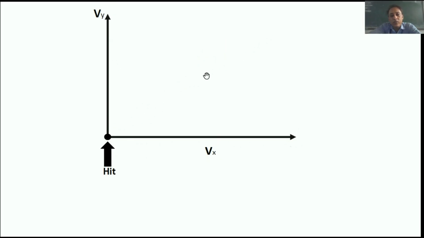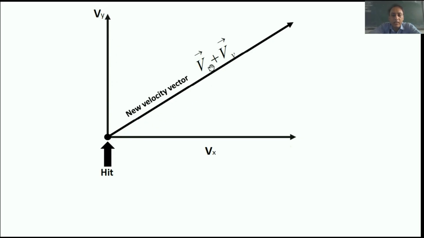Now what is the resultant velocity? We know this by the parallelogram law of addition of vectors. This will be the resultant vector, which is vx plus vy. This is the resultant velocity of the particle.